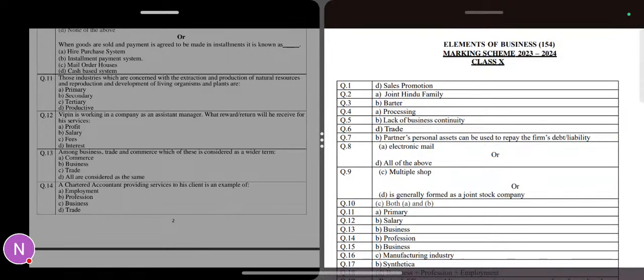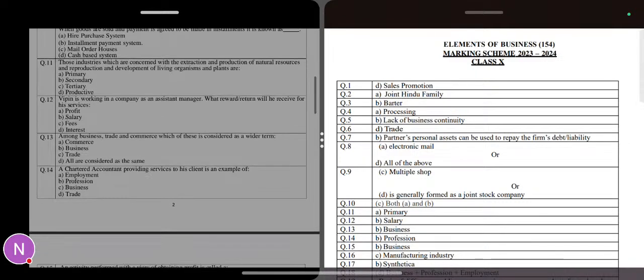13th question. Among business, trade, and commerce, which of these is considered a wider term? Commerce, business, trade, or all are considered the same. So the answer is business, option B.